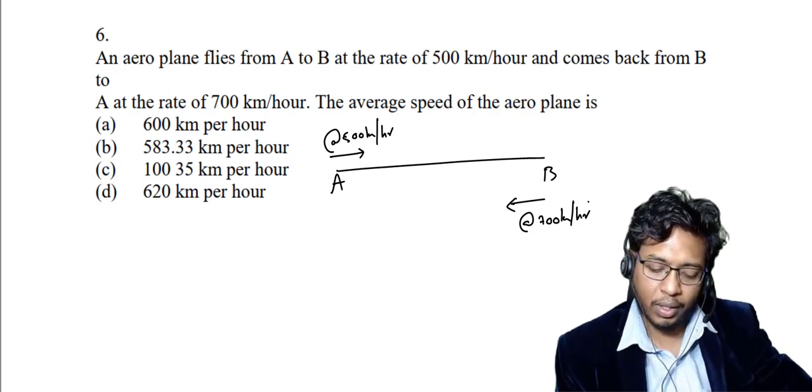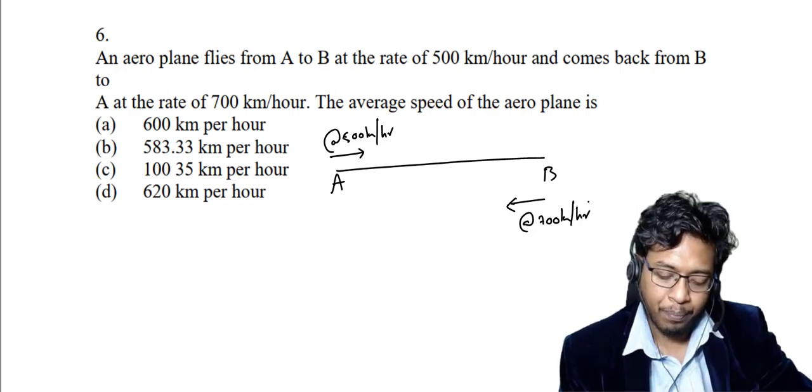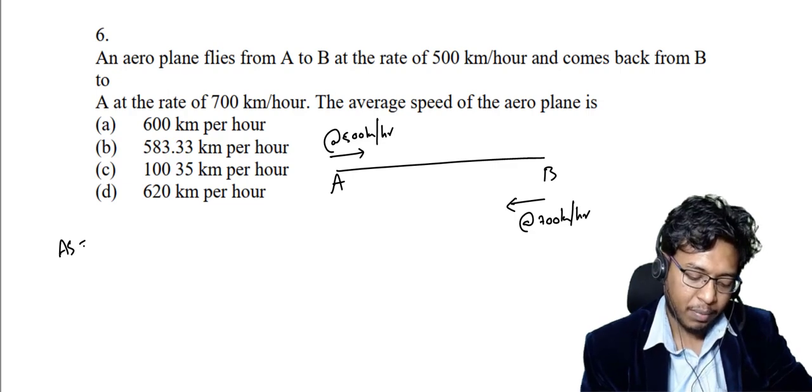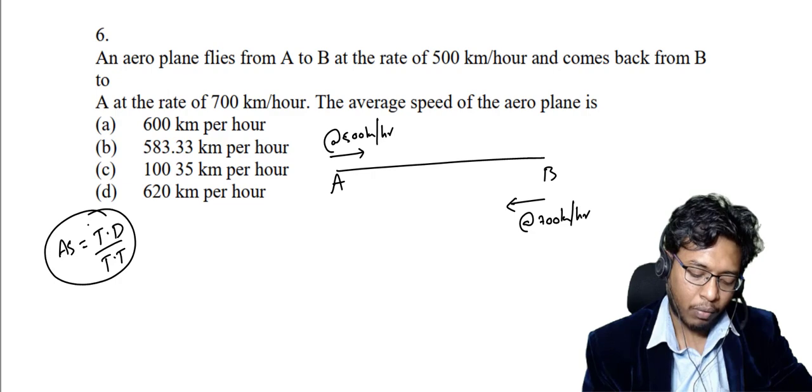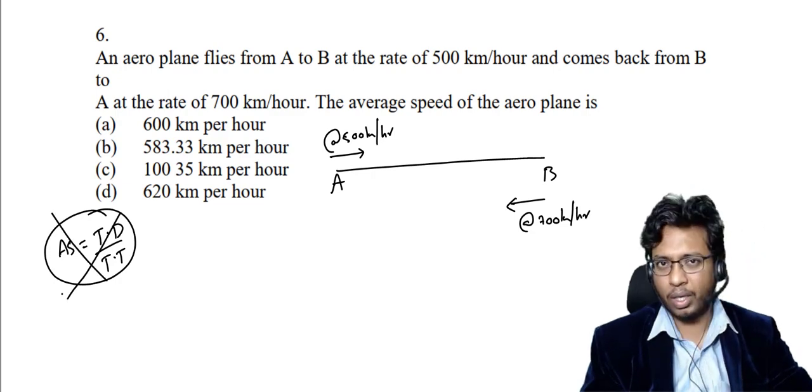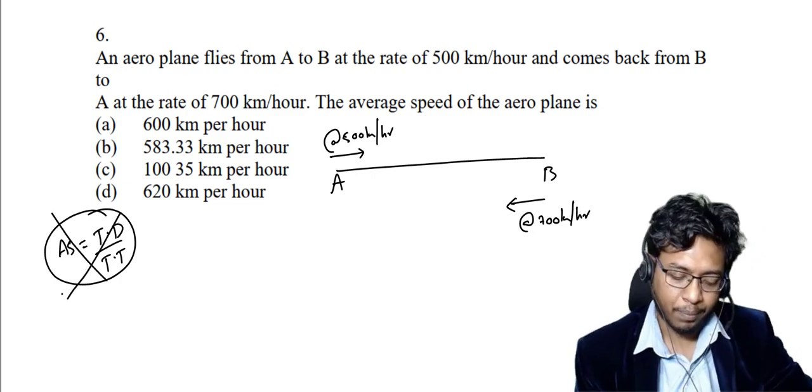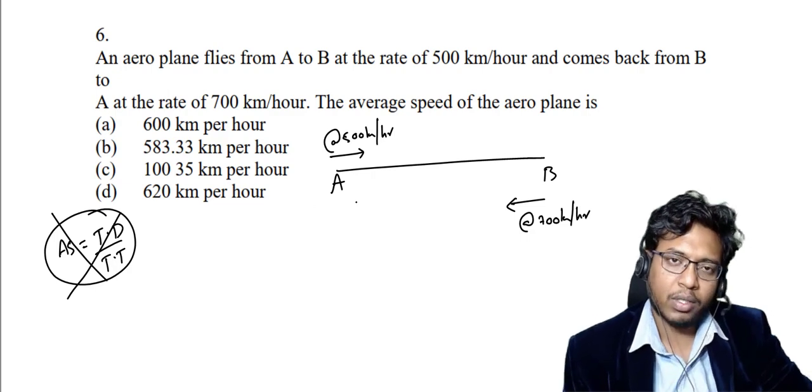Now you are asked to find the average speed of the aeroplane. Average speed is nothing but total distance by total time. Now stop using this formula. Nothing is required here. I'll tell you a logic here. See, now what is constant here?